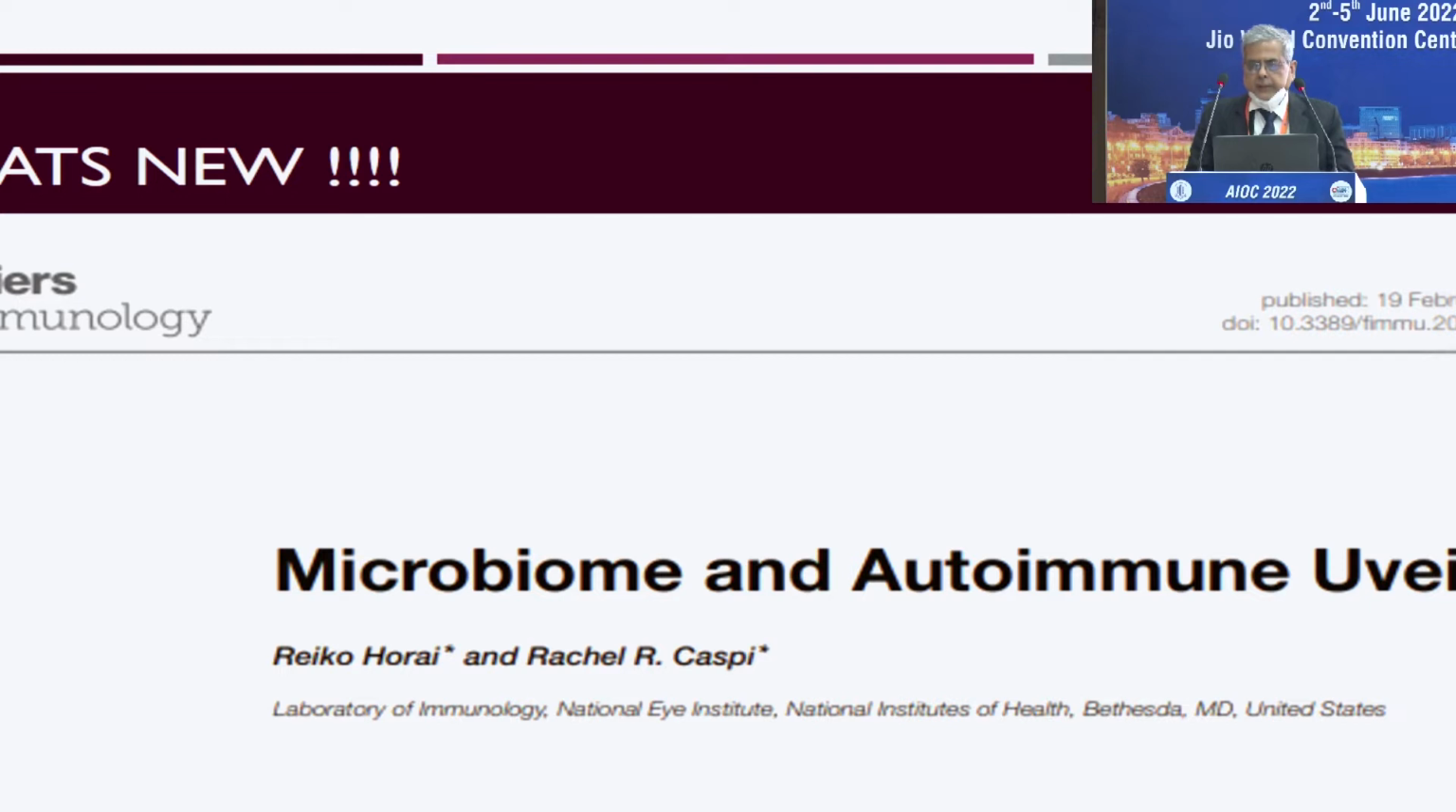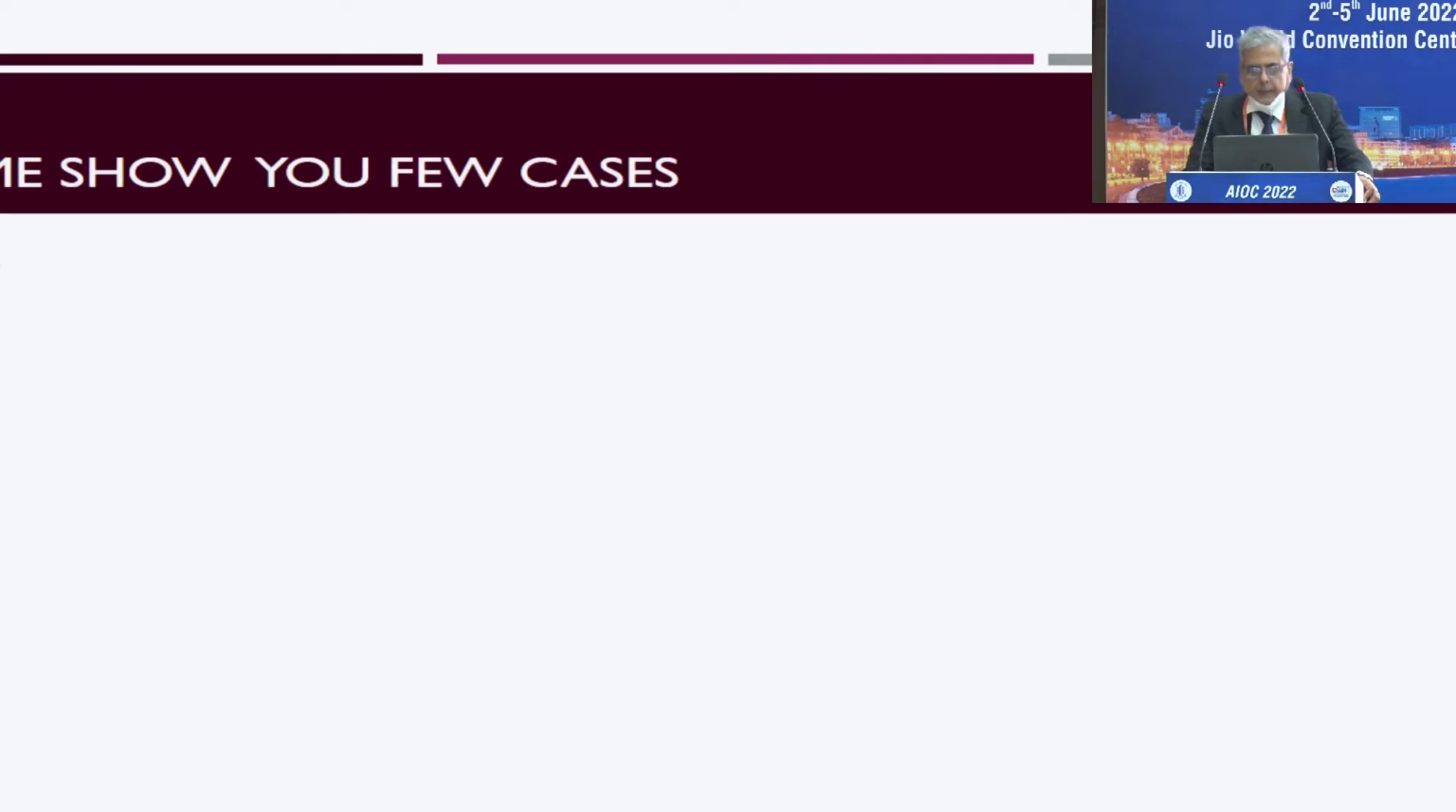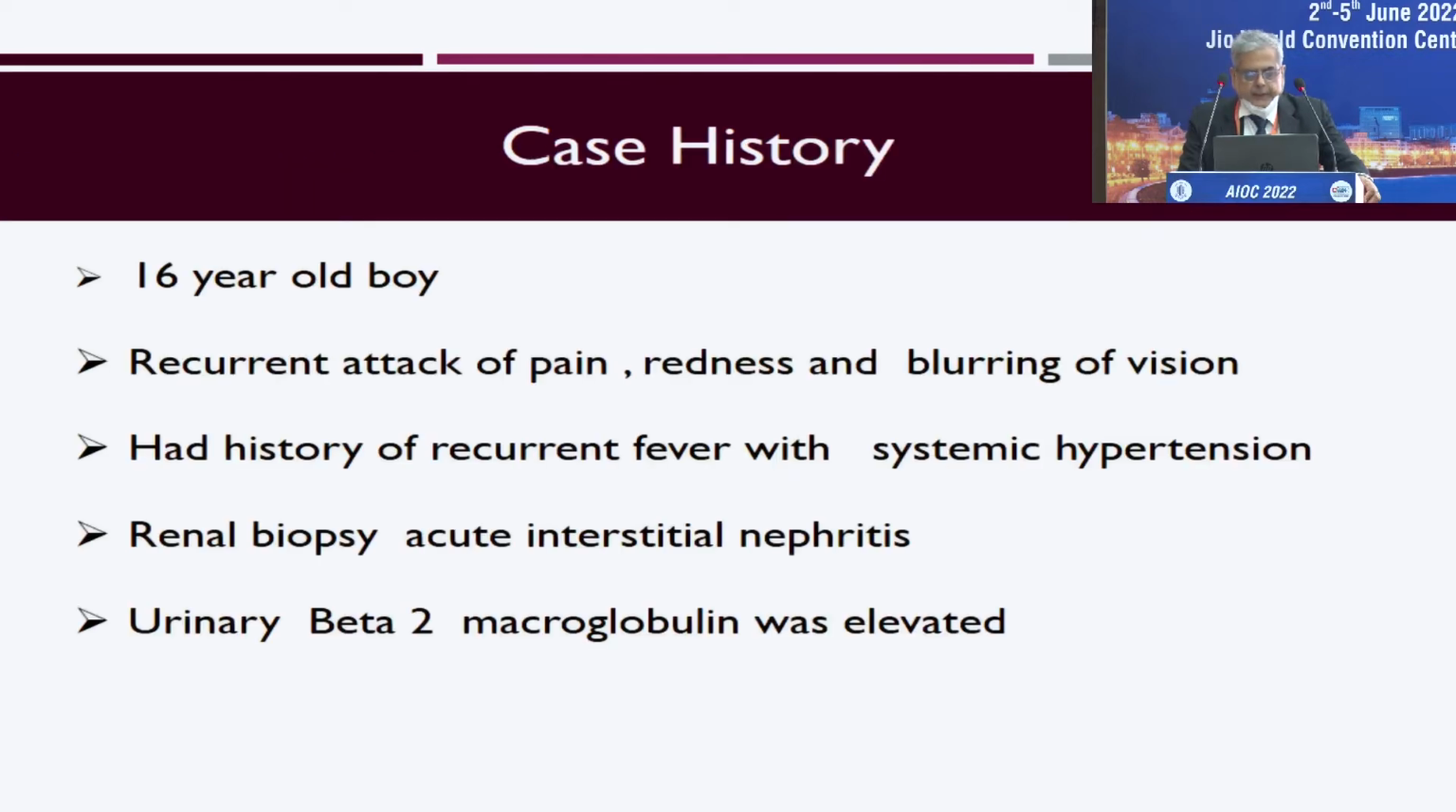Pathogenesis of the uveitis I have not discussed in detail. What is the major advancement is the role of microbiome in autoimmune uveitis, particularly in Vogt-Koyanagi-Harada disease. There is very good work from a Chinese group, and HLA-B27 positive anterior uveitis with gut microbiome. Let me show you a few cases and describe the pathology of uveitis.